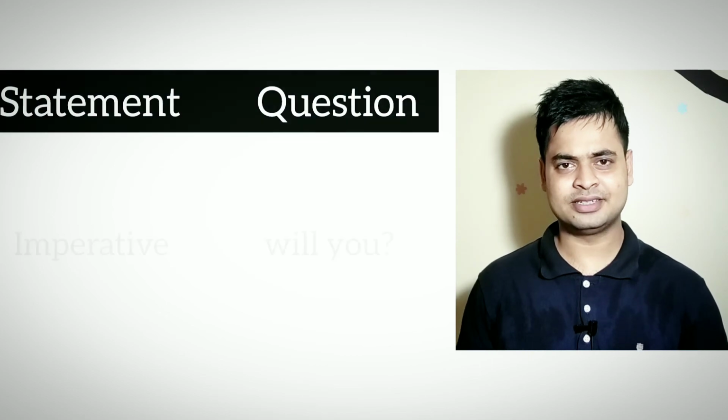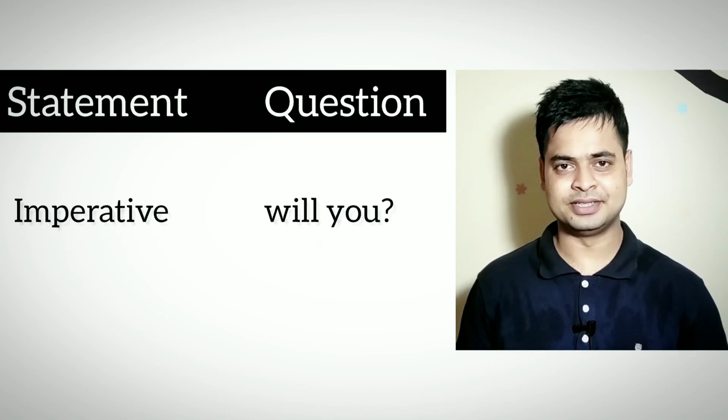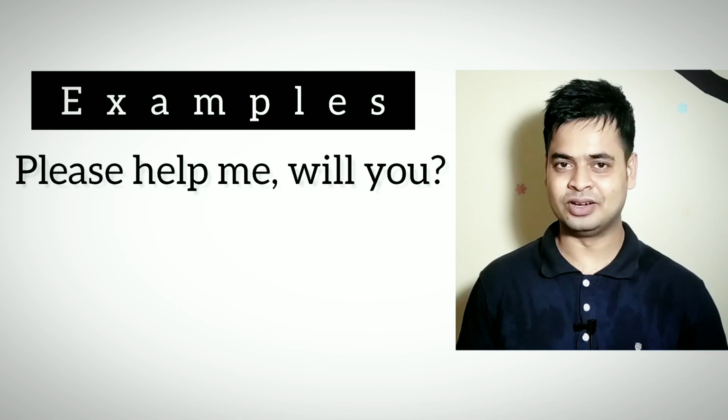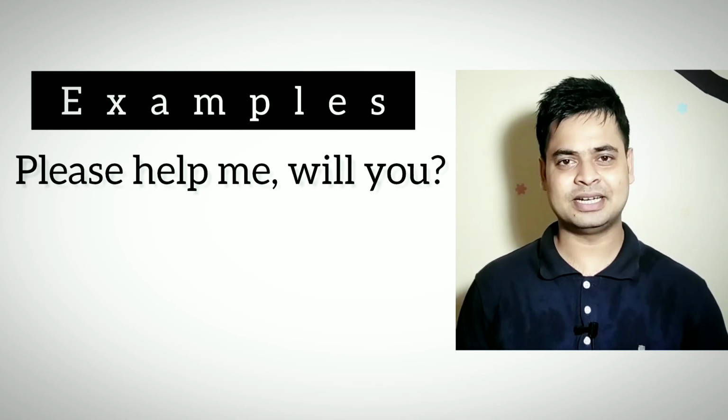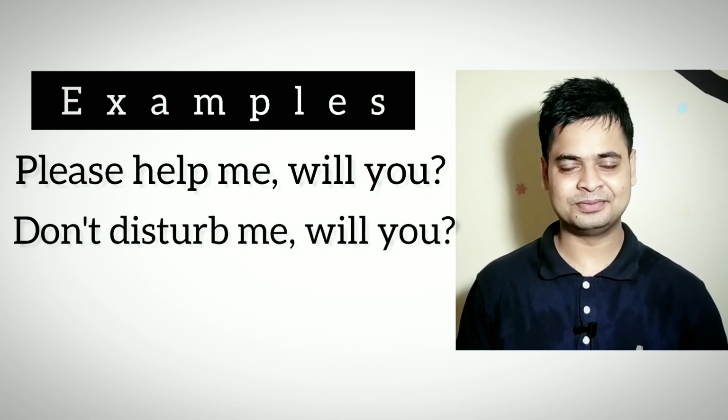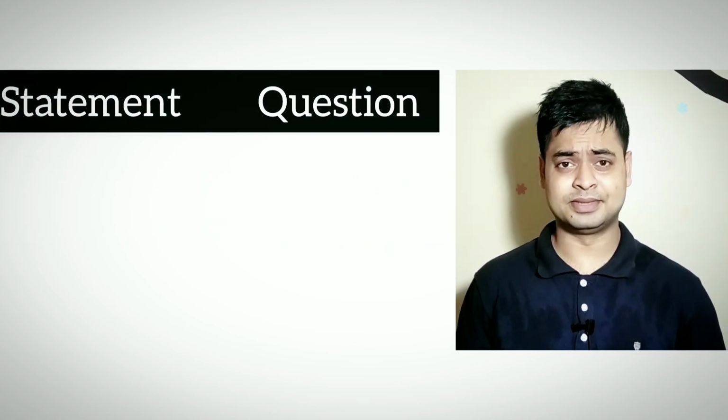If you find that the statement is imperative, you have to write will you or won't you. For example, please help me, will you? Another example is, don't disturb me, will you? Okay. There is some exception in imperative sentences.